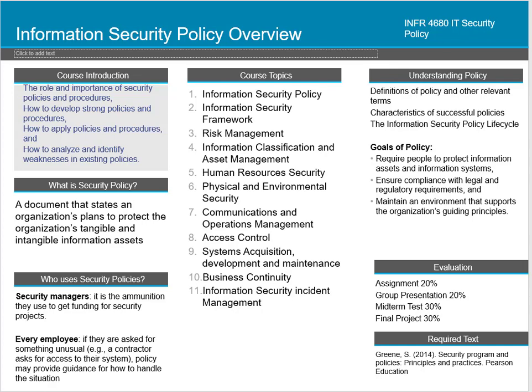The required text I provided for you in Canvas, and you can access it in paper copy as well from the library. It is green, Security Program and Policies: Principles and Practices. It's 2014. There's a newer version actually, but the older version is a lot better, to be honest. And so we'll be using that, and I'll be adding a few extra readings here and there.